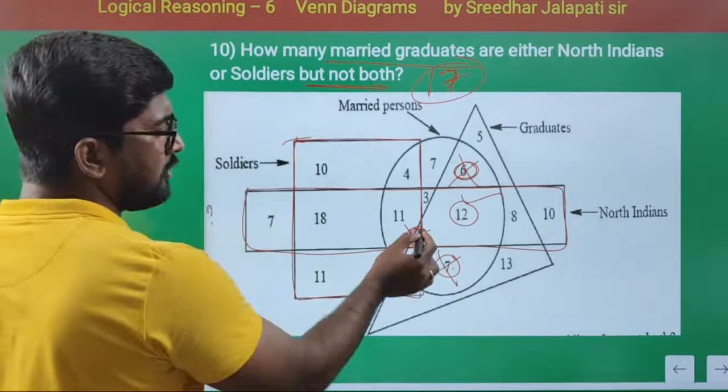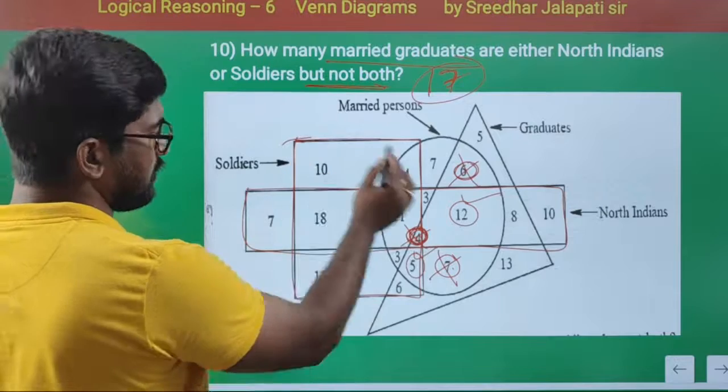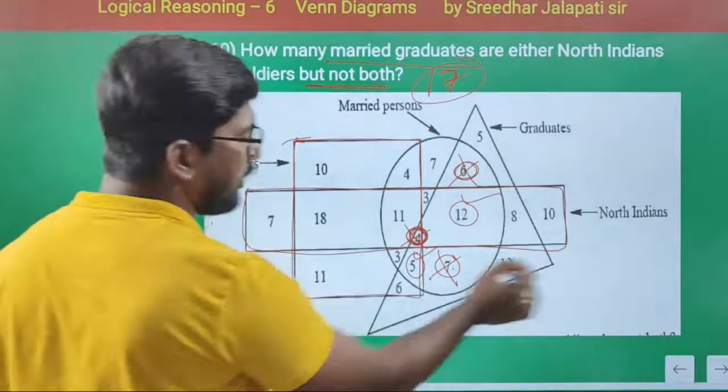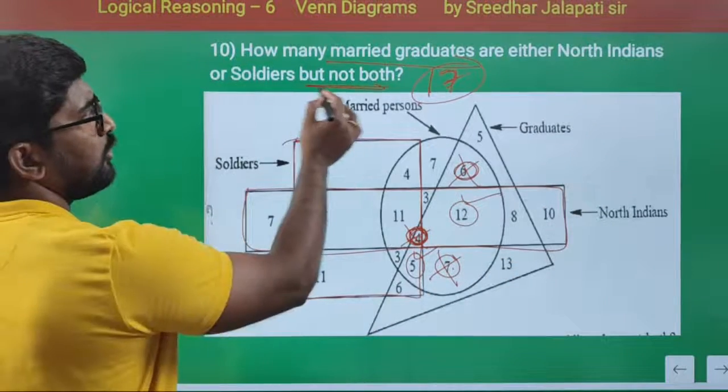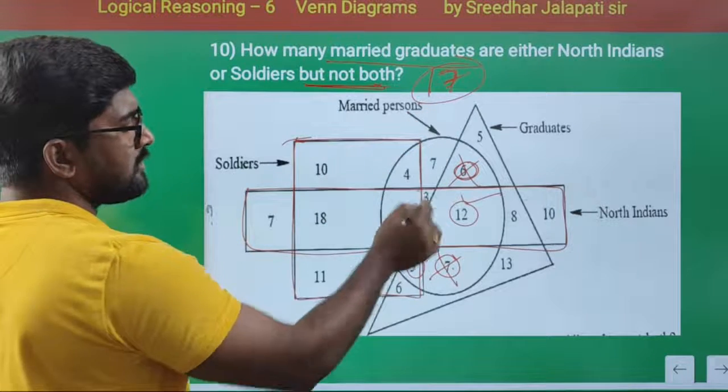Why have I ignored these 4? Because these 4 are in the soldiers region as well as in the North Indians region. We don't want both, right? We want either only North Indians or soldiers.